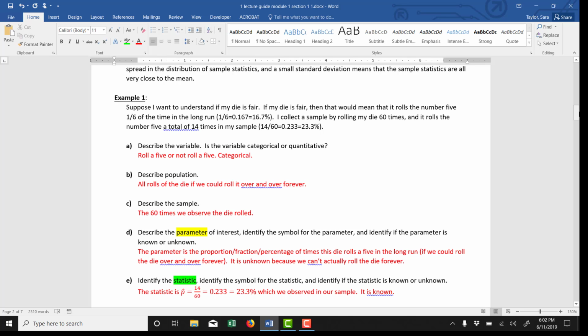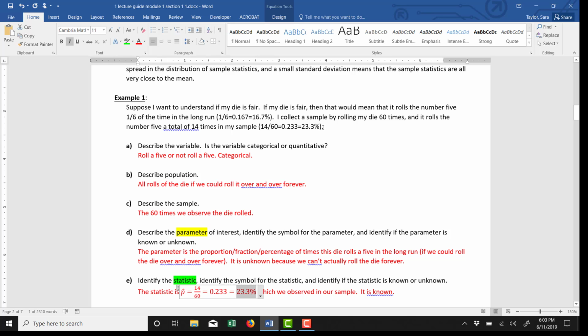We're going to now finish Example 1. So in Example 1, we had asked whether or not our die is fair. In other words, we wanted to know if the die was rolling fives a sixth of the time in the long run. We want to know if the population parameter is equal to pi equals 1/6. Now, we can't possibly roll the die over and over forever, so we took a sample of 60 rolls. We found our sample statistic was p hat equals 14 out of 60. In other words, our die rolled fives 23% of the time in our sample.